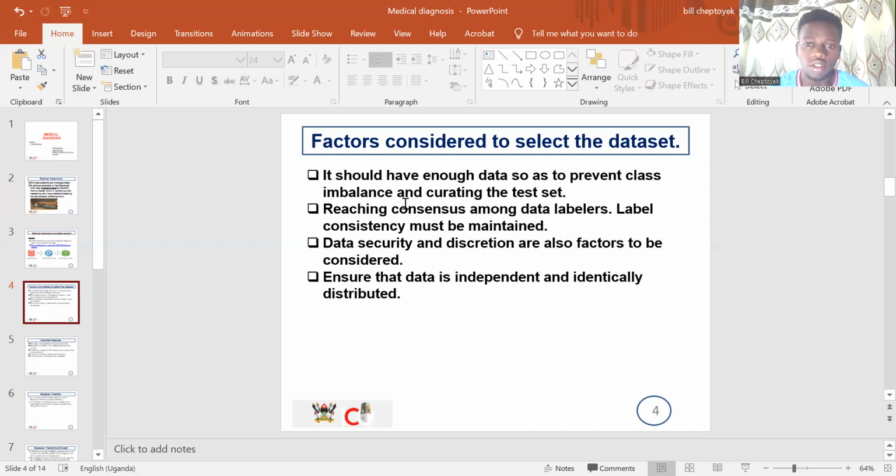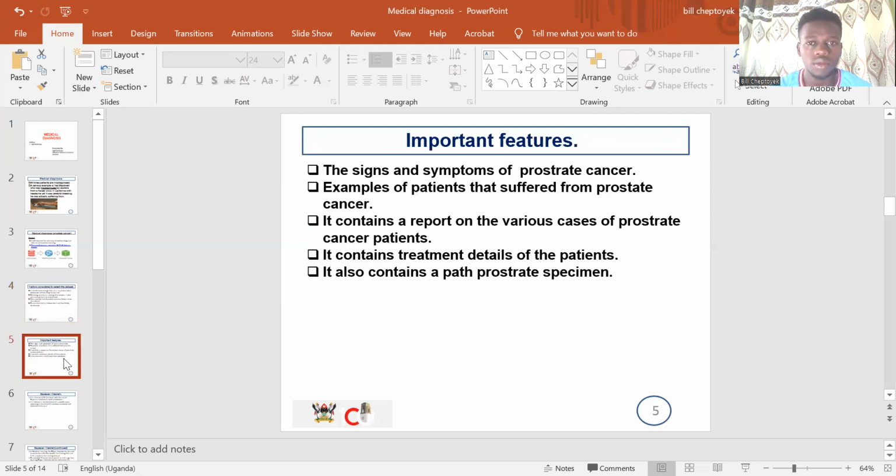Data security and discretion are also factors to be considered. Yes, the data must be secure. It should not be tampered with, and also ensure that the data is independent and identically distributed. These are important factors I considered. Important features in my dataset.